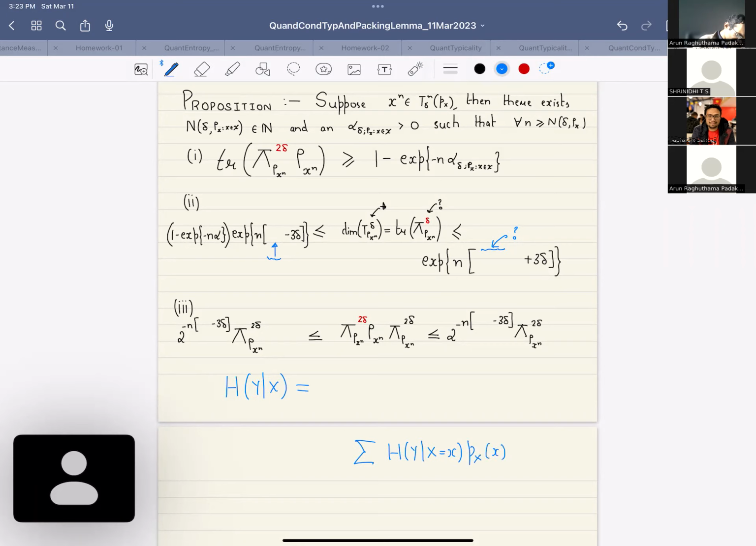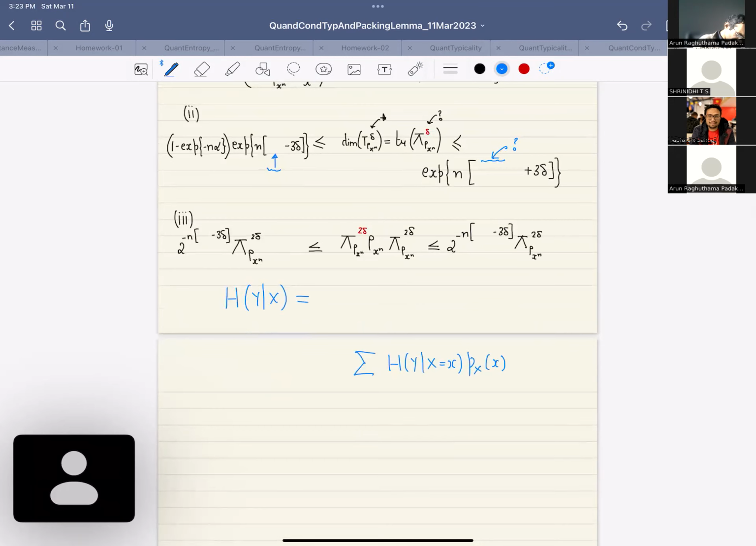So now in this setting, quantize it. H of Y given X equal to x would just be S of rho x. And then you already have a P of x. I think it's going to be this. Yeah, correct. That's it.